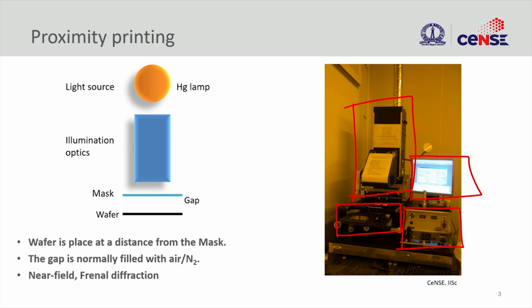The basic principle of this proximity printing, as I mentioned, is that there should be a gap. That is the reason why we call this proximity printing. There should be a non-zero gap between the wafer and the mask, and normally this gap is filled with either air or inert gas like nitrogen. This is to keep away any kind of contamination outside this gap. And then, as I mentioned, we are going to capture the near field image. This is a very simple typical setup of a proximity printing.